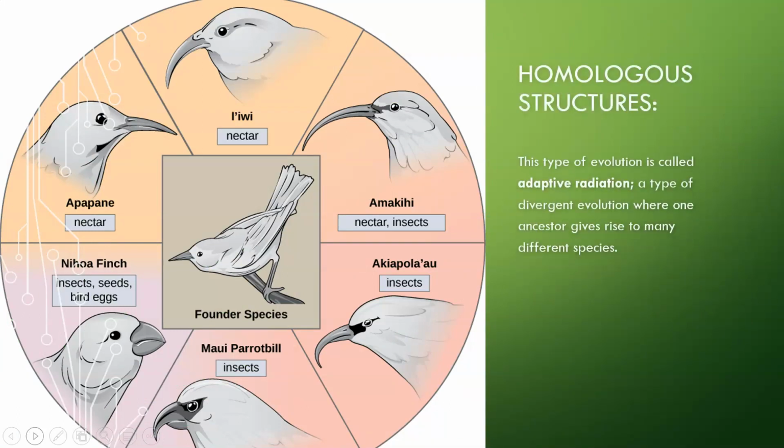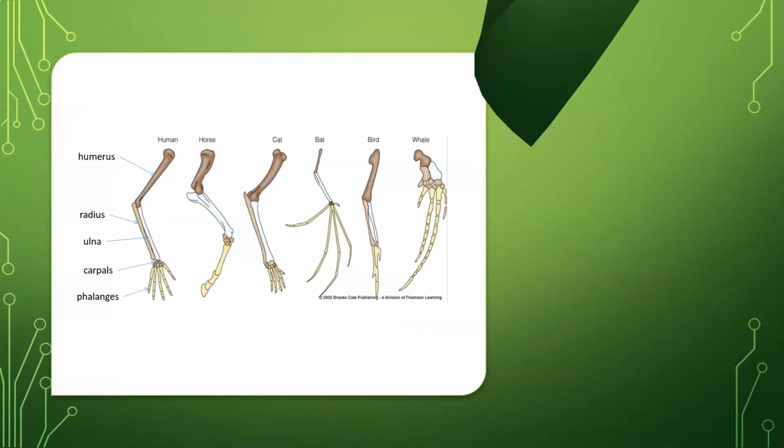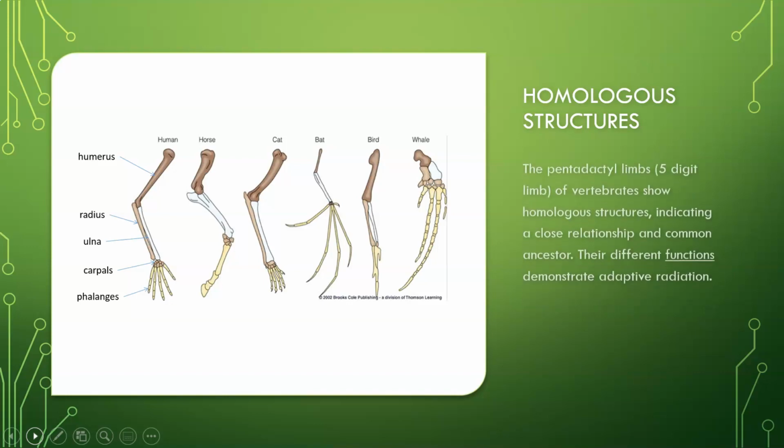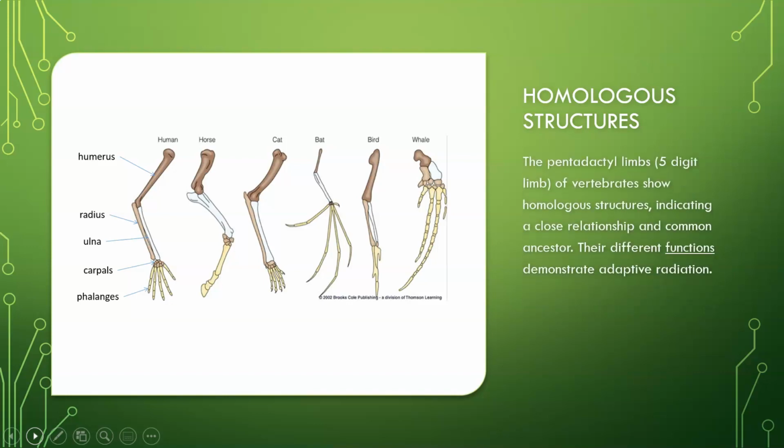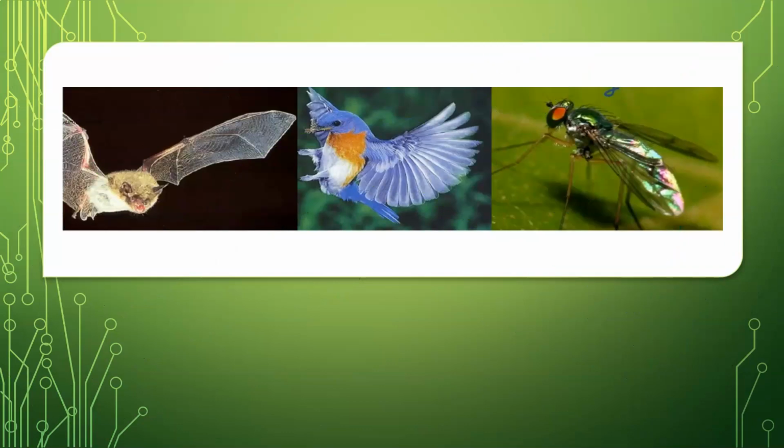Now this kind of evolution is what we call adaptive radiation, a type of divergent evolution. So you think divergent, going on different paths, where one ancestor gives rise to many different species. Here we've got the finches, and their beaks now have different roles in terms of what they do with those beaks. Now, our pentadactyl limbs, the five-digit limbs of vertebrates, are our homologous structures, indicating a close relationship to a common ancestor, but their functions demonstrate adaptive radiation. We look more at adaptive radiation in a later unit.